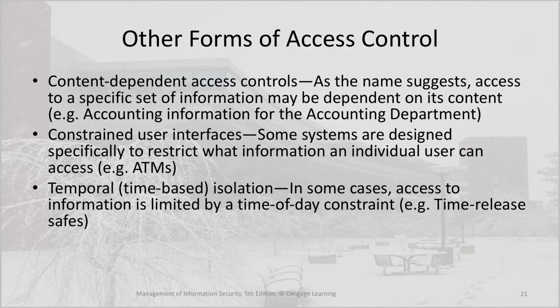Content-dependent access controls provide access to a specific set of information depending on its content, for example, accounting information for the accounting department. A constrained user interface is designed specifically to restrict what information an individual can access. An example is an automated teller machine. Temporal or time-based isolation is when access to information is limited by a time-of-day constraint, for example, a time release safe.